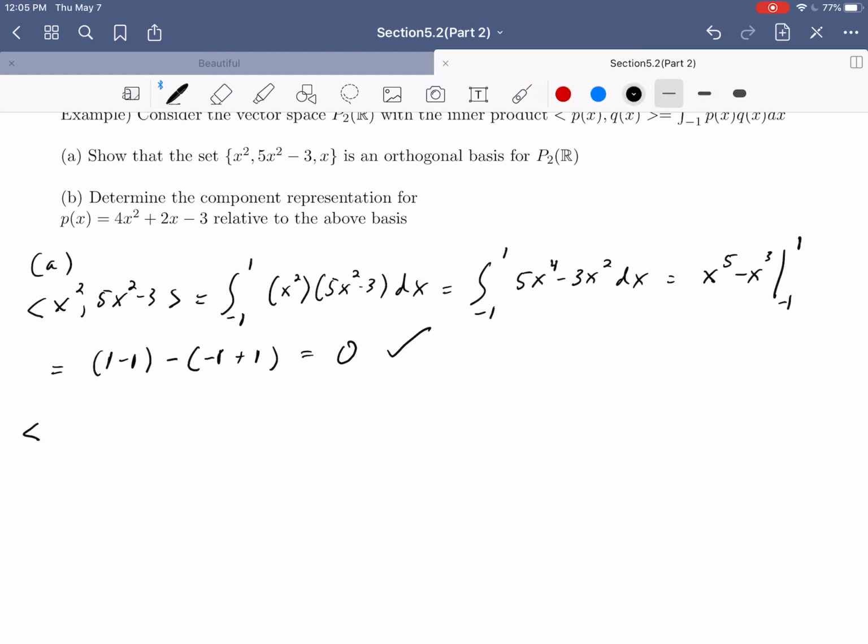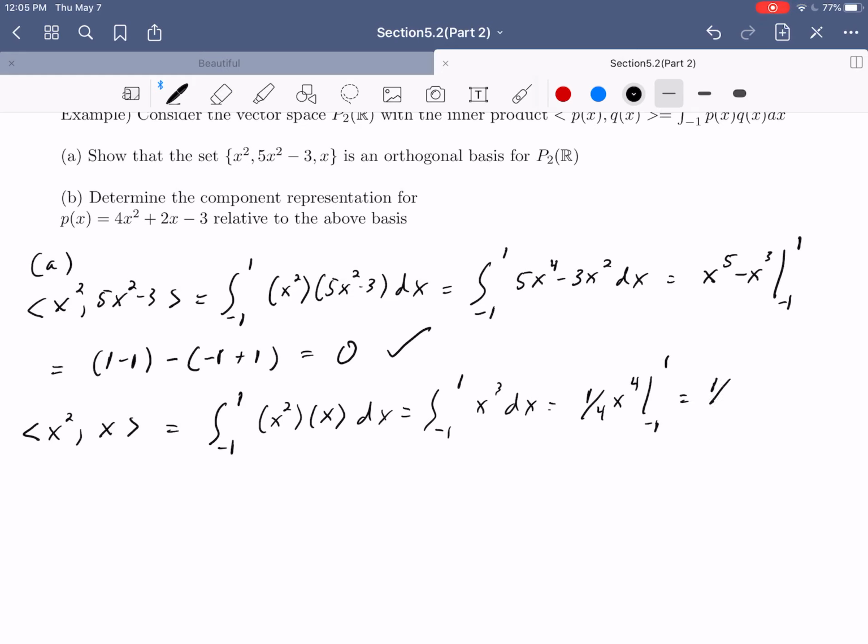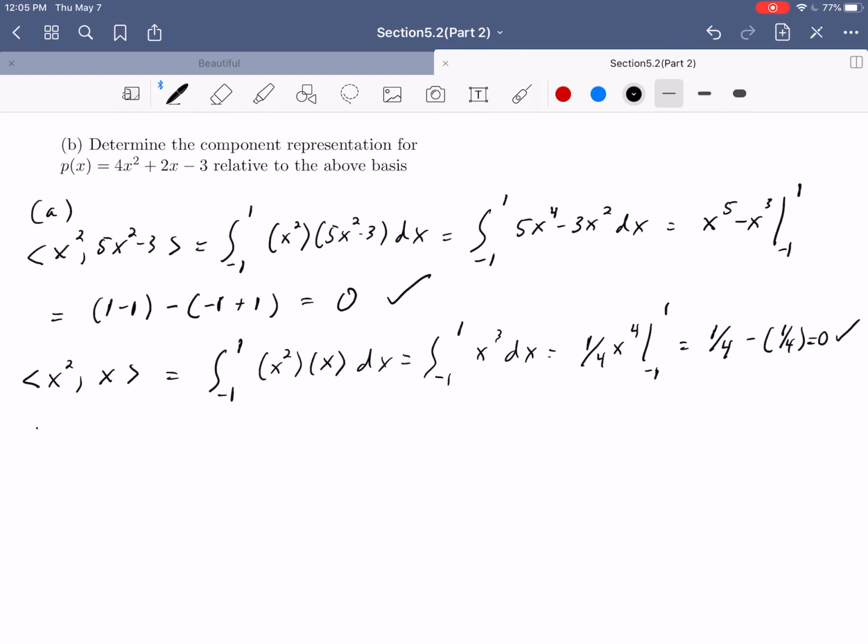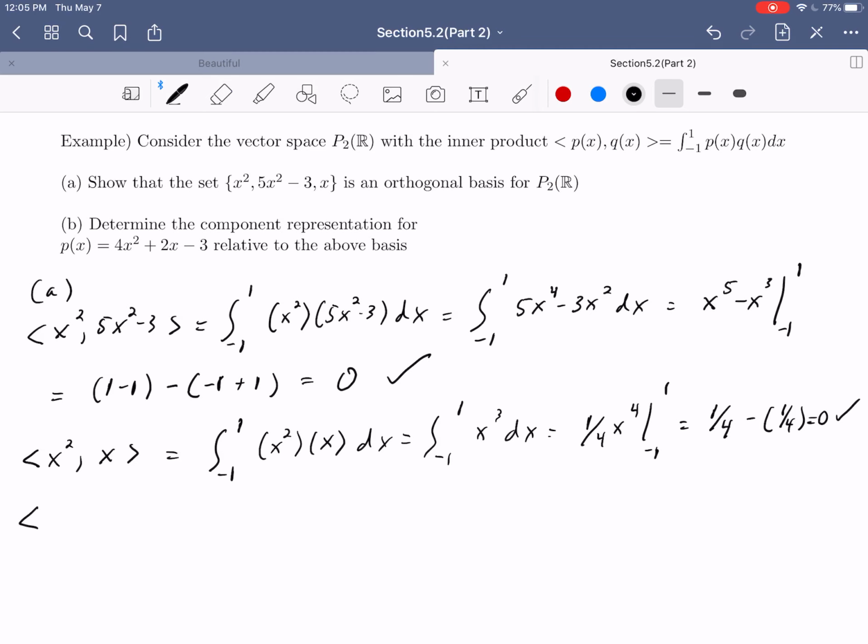Let's look at the next pair. So x squared and x: the integral from negative 1 to 1 of x squared times x dx. That's the integral from negative 1 to 1 of x cubed dx, which is equal to 1 fourth x to the fourth evaluated from negative 1 to 1, which is going to be 1 fourth minus 1 fourth, which is equal to 0. Check.